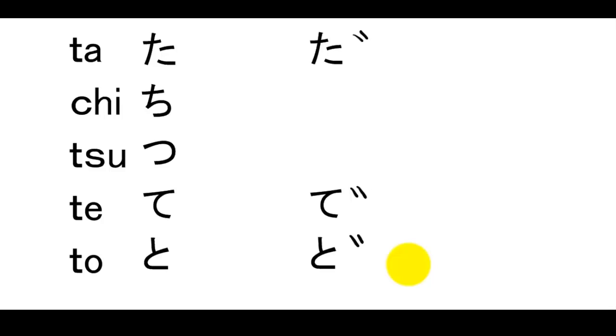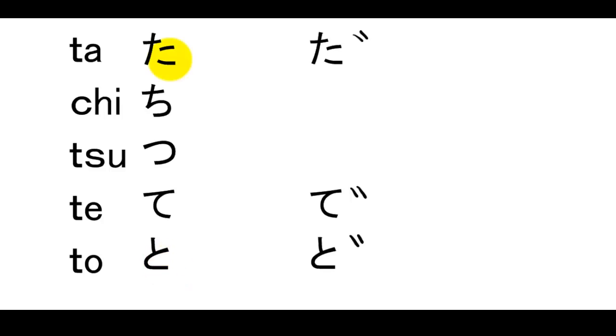The next group is the T row. Ta, chi, tsu, te, to. Now over here we have them with the ten-ten, but you'll see chi and tsu are missing. That's because at this stage of your Japanese learning, we're not going to be using those two hiragana letters with ten-ten, but we will be using ta and te and to.